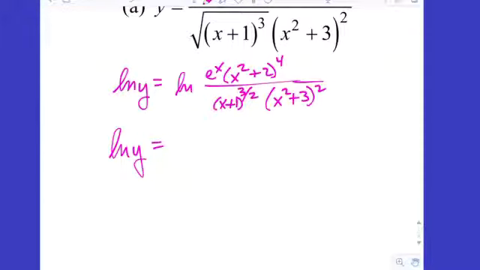Here's how it works. Every factor in the numerator gets its own log, and they're added together. Every factor in the denominator gets its own log, but they're subtracted from each other. And where do the exponents go in each term? Out front, okay?